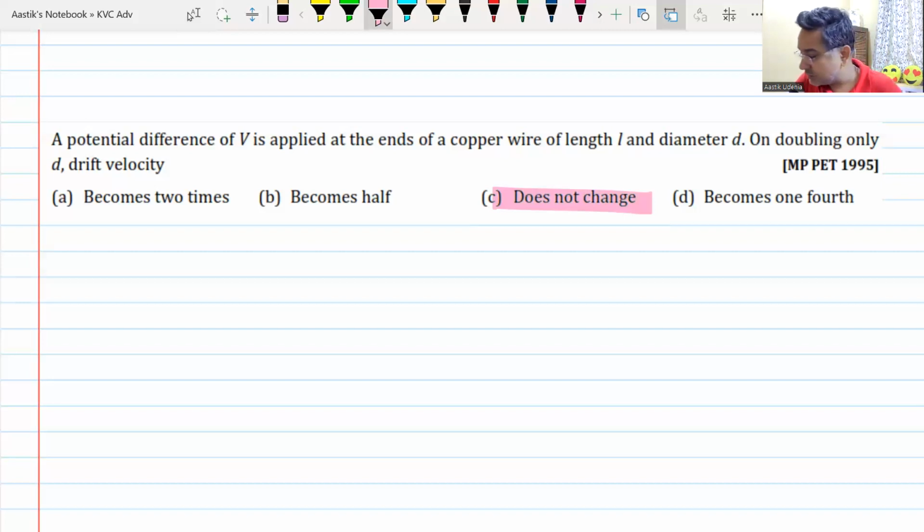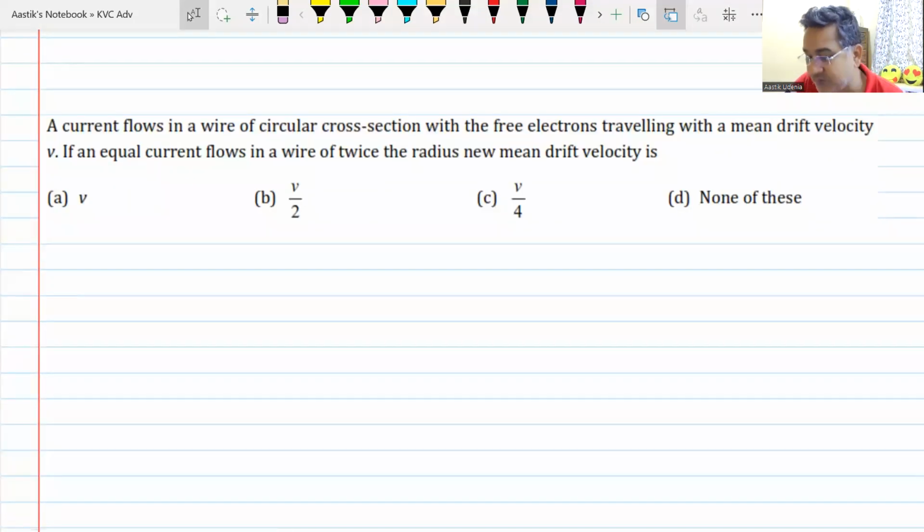Next one. Questions are framed in different ways so that you understand them from all possible avenues. A current flows in a wire of circular cross section with free electrons traveling with a drift velocity of V. If an equal current flows in a wire of twice the radius, what is the new drift velocity?